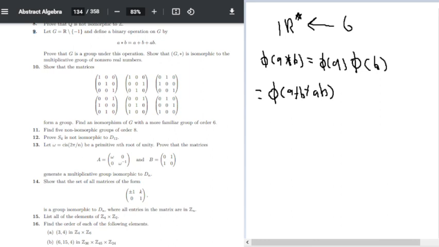Oh god, I've done this before. I'm just forgetting how this goes. Find a binary operation, prove that it's a group under this. So it's going to be non-zero real numbers, a star b equals a plus b plus ab.